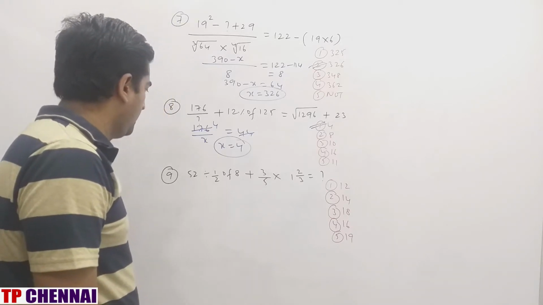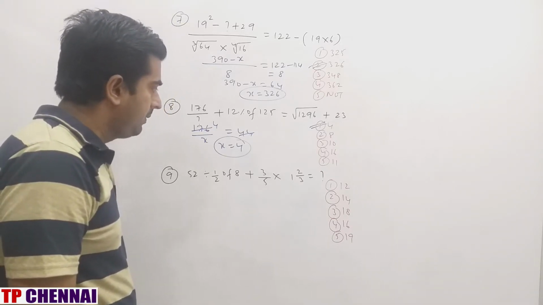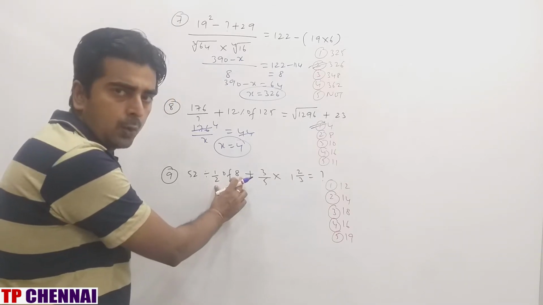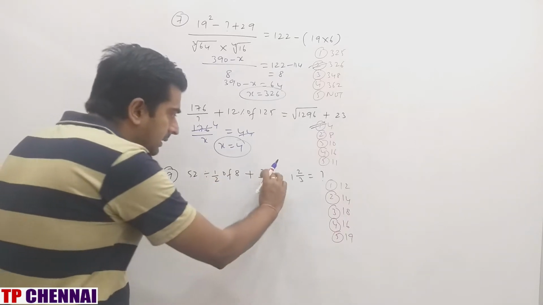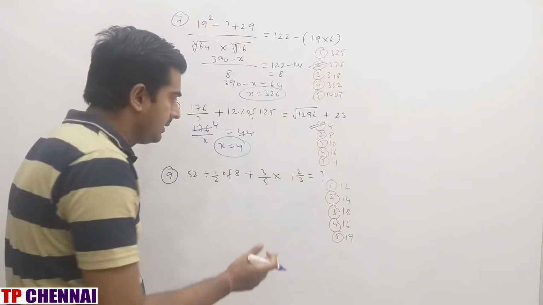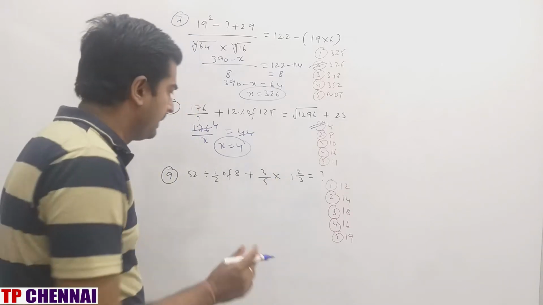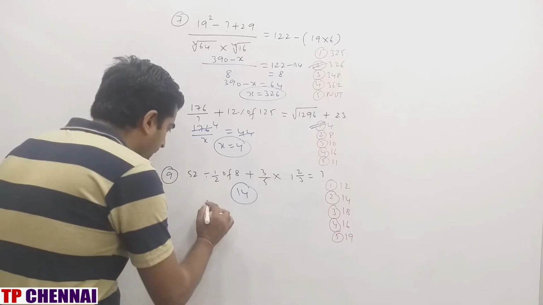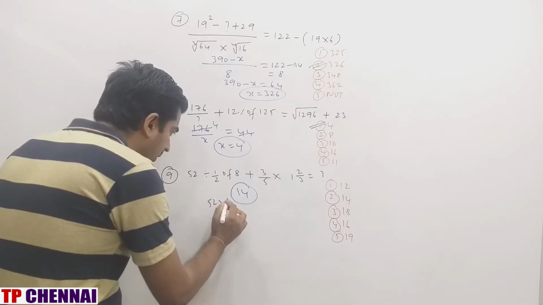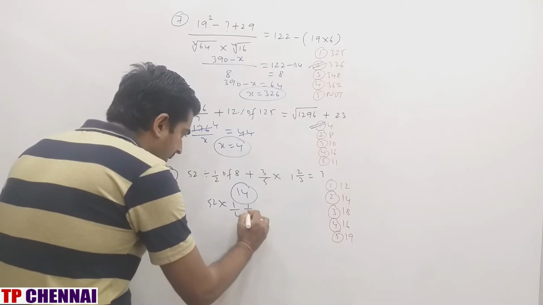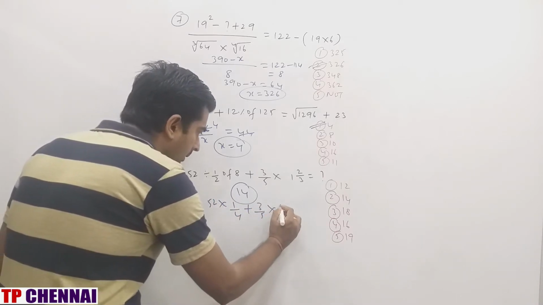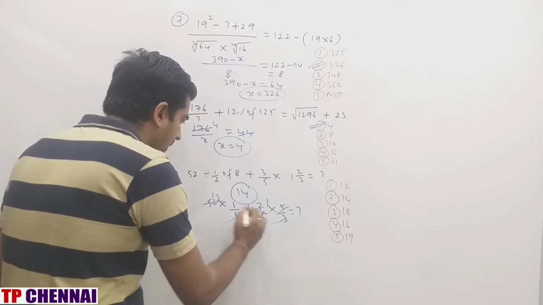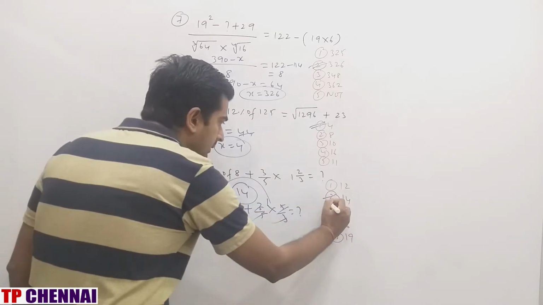Next one, 52 divided by 1 by 2 of 8 plus 3 by 5 into 1 2 by 3 is equal to question mark. Half of 8 is 4. 52 by 4 is 13. This is 3 by 5. 1 2 by 3 is 5 by 3. Right? 3 by 5 into 5 by 3 is 1. So 13 plus 1 is 14, which is nothing but second option.